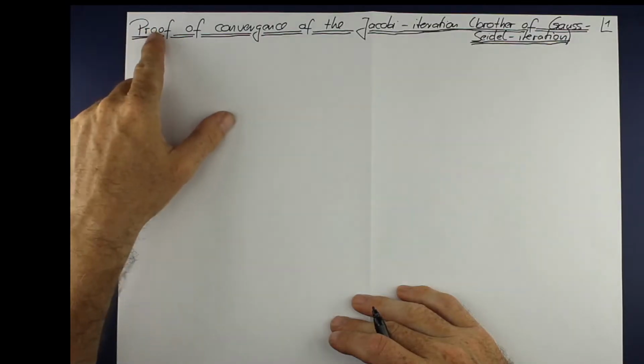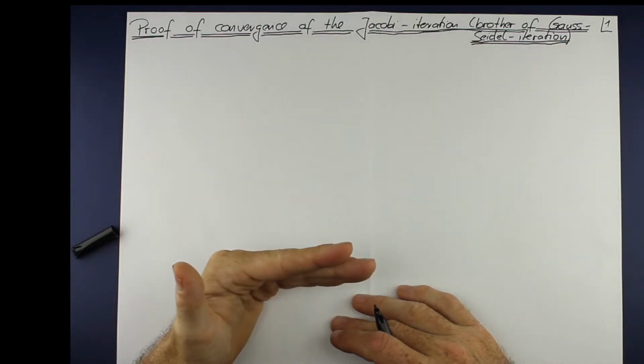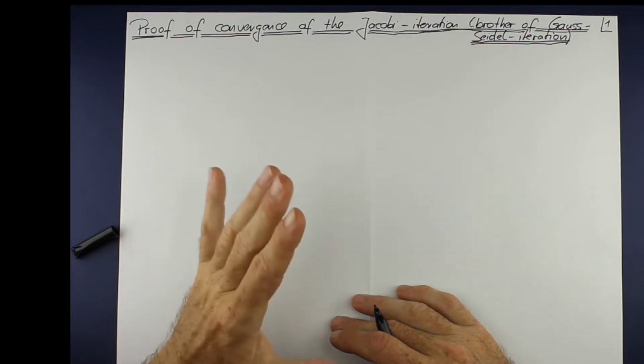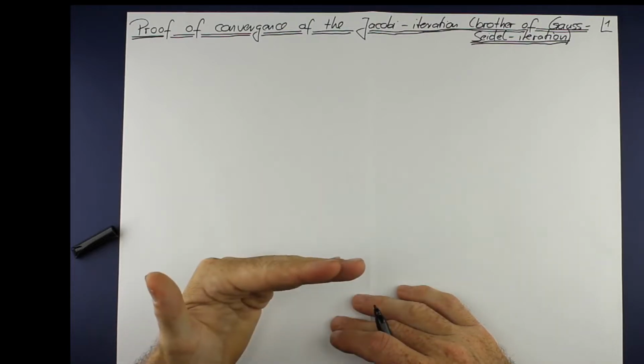Let's prove the convergence of the Jacobi iteration. What is the Jacobi iteration? It's the brother of Gauss-Seidel iteration. Gauss-Seidel is a little more complicated to prove, so we will focus on Jacobi.